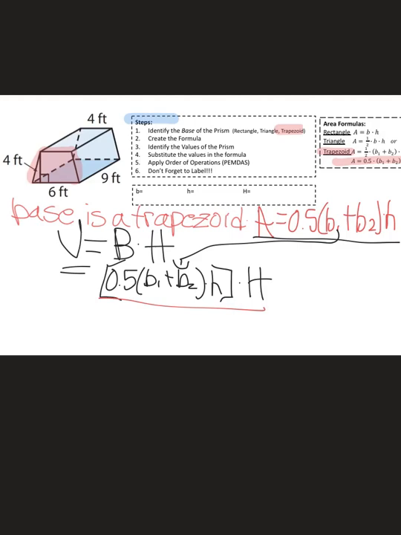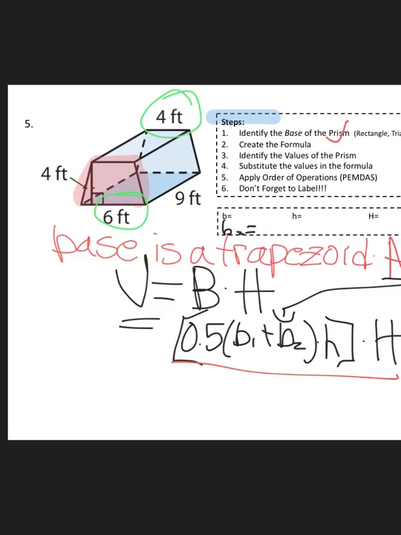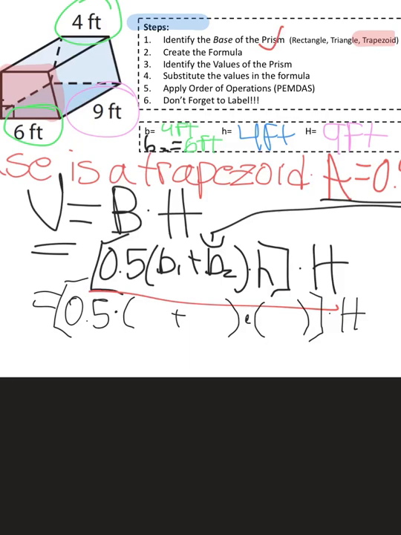Now we need to identify the values of the prism. So now we're on step 3. Let's go ahead and identify our different values. Remember we have 2 bases here. If you're looking at the trapezoid, the base on the top is going to be 4 feet, and the base at the bottom is 6 feet. Then the height of the trapezoid itself is 4 feet, and the height of the entire prism is 9 feet. All right, so step 3 is done.